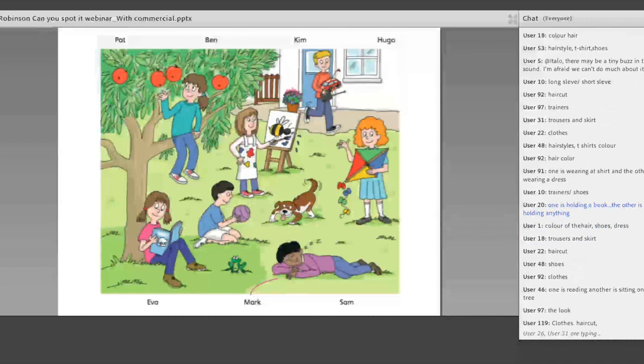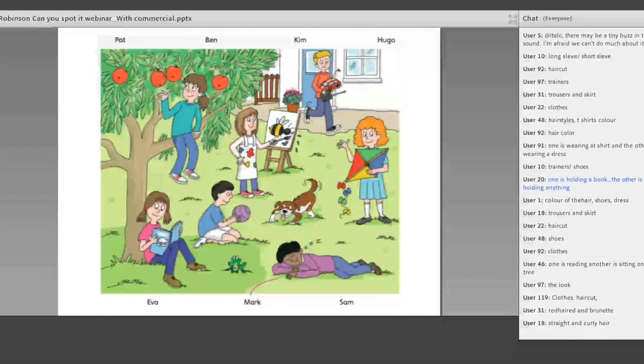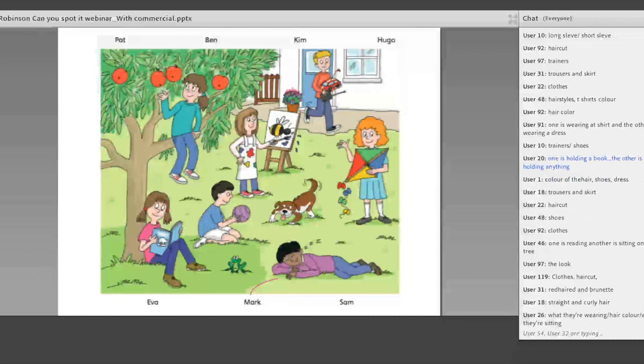Okay, and the shoes, yeah, we've got again different coloured shoes, and possibly one is wearing shoes and one is wearing boots. Okay, so seeing differences in the picture, and that's going to be very important in Starters as from 2018, as we'll see in a minute.